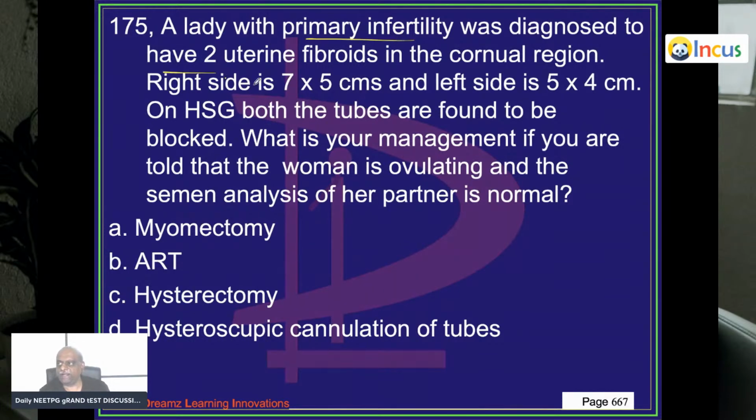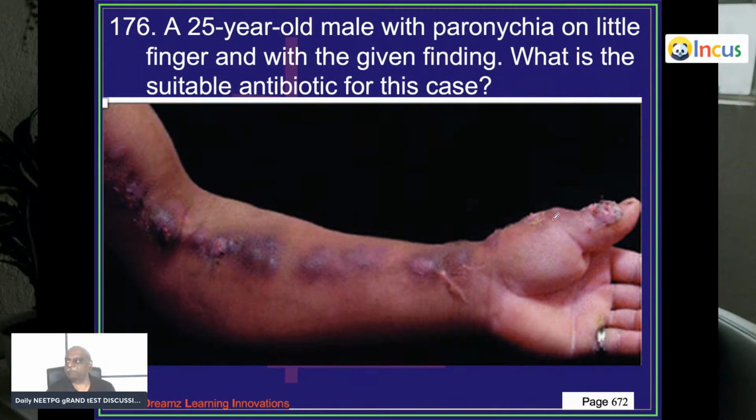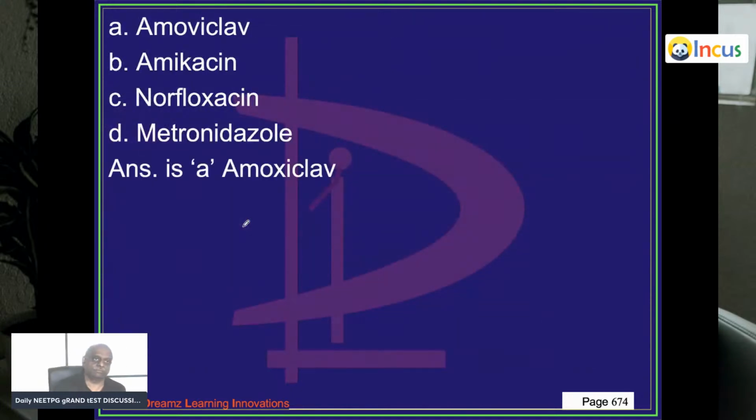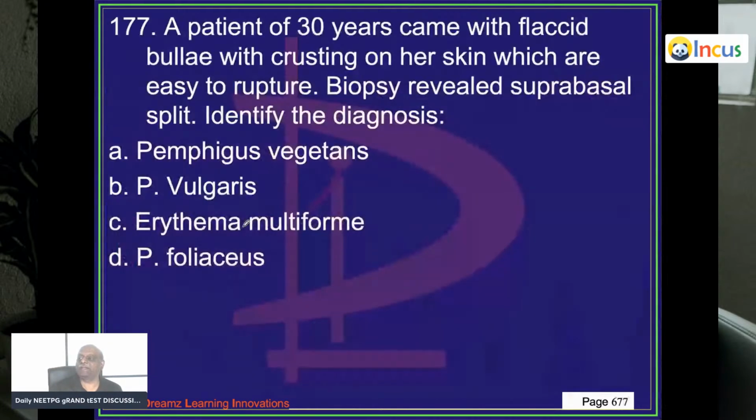Lady with primary infertility, 2 uterine fibroids in cornual area. On hysterosalpingography, it is found to be blocked. So what is your management if you are told that the woman is ovulating and semen is normal? Remove that predisposing factor, myomectomy. So 25-year-old with paronychia and there is ascending lymphangitis. What antibiotic you want to give? Always amoxiclav. Very, very, very effective for treating lymphangitis.